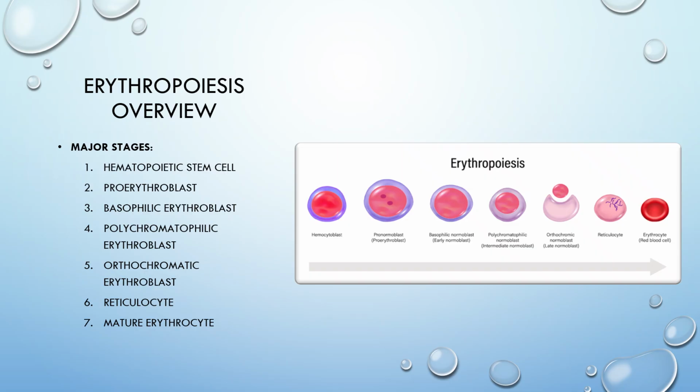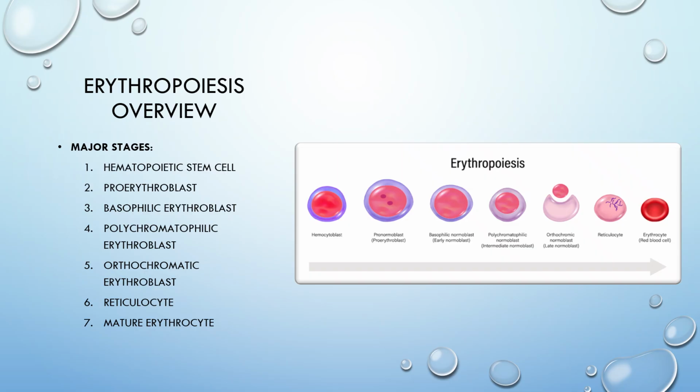The first recognizable erythroid precursor is the proerythroblast, a large cell with a prominent nucleus and deeply basophilic cytoplasm. As the cell continues maturing, it progresses through several erythroblast stages. You'll see names like basophilic erythroblast, polychromatophilic erythroblast, and orthochromatic erythroblast. These stages reflect changes in both cellular structure and staining characteristics.